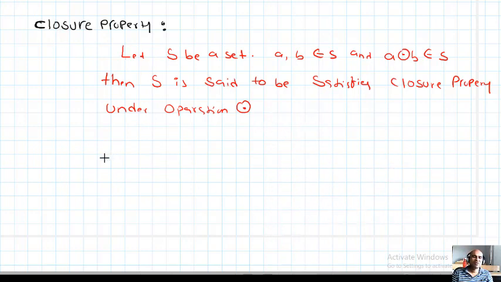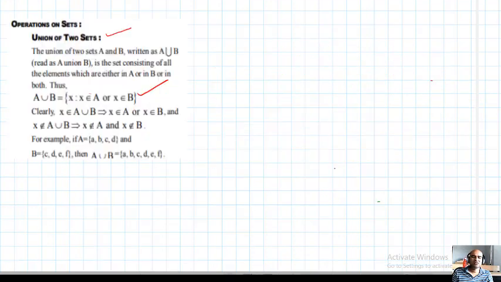So according to union, I can say that union of sets satisfies the closure property.